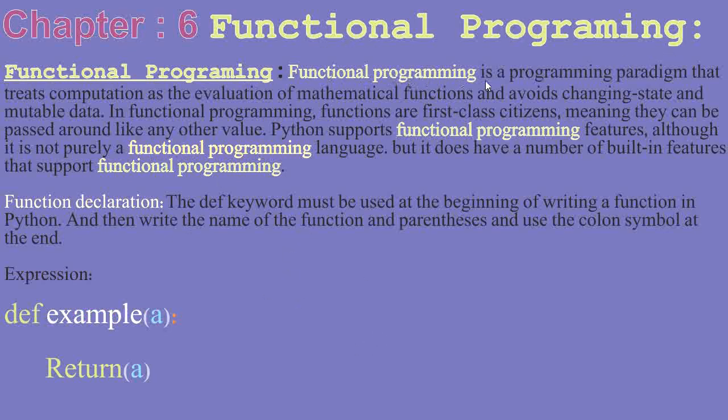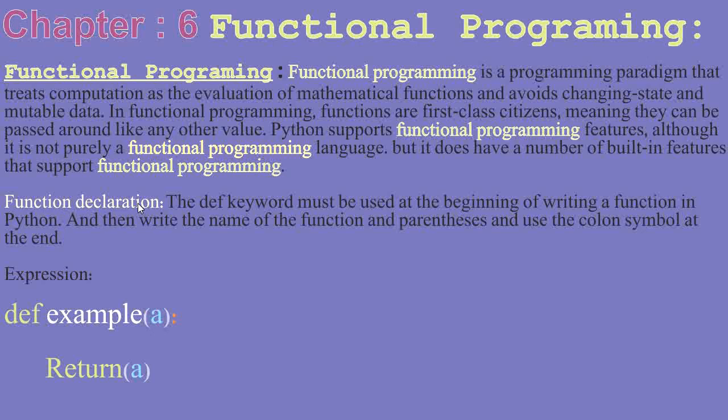Functional programming is a programming paradigm that treats computation as the evaluation of mathematical functions and avoids changing state and mutable data. In functional programming, functions are first-class citizens, meaning they can be passed around like any other value. Python supports functional programming features, although it is not purely a functional programming language. But it does have a number of built-in features that support functional programming.